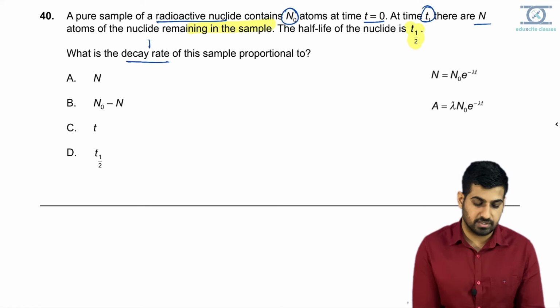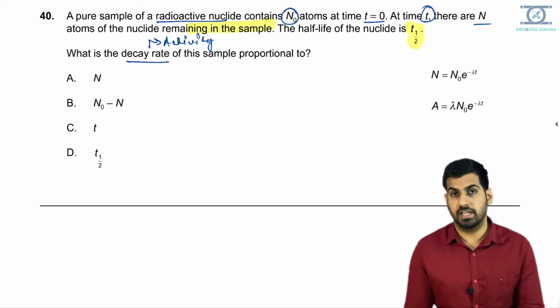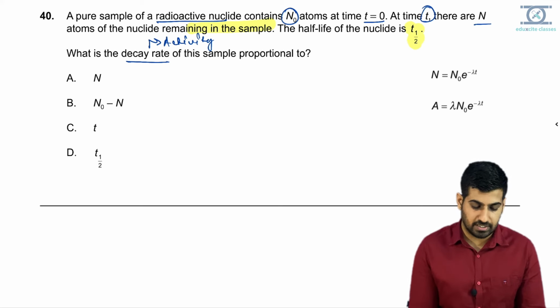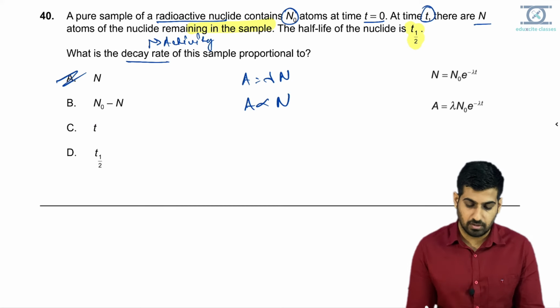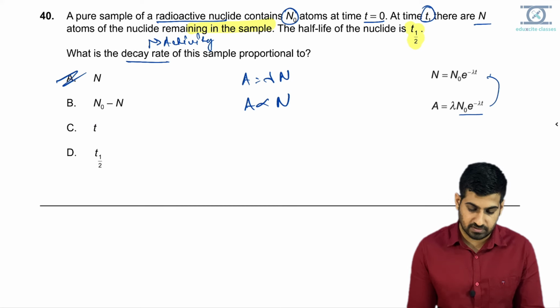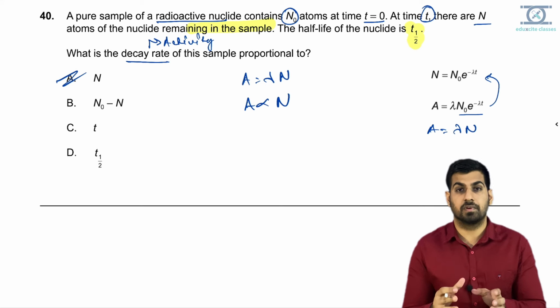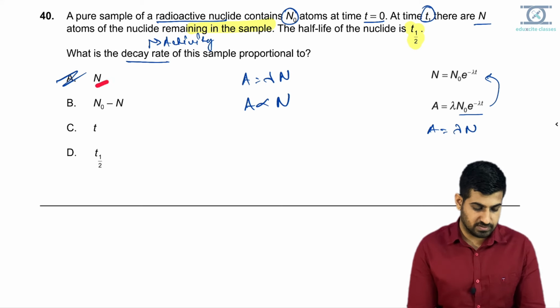Decay rate is nothing but the activity, the rate at which the decay is going on. So we know that activity is lambda times N, so activity is directly proportional to N, that is option A, the simple one. Or using this formula, A can be written as lambda N. So activity is directly proportional to the number of nuclei present in the sample for decay. So this is option A.